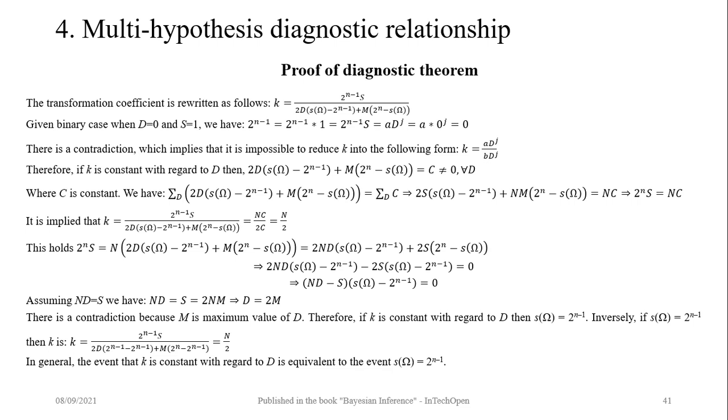The transformation coefficient is rewritten as follows. Given binary K when D is 0 and S is 1, we have 2 power n minus 1 equal to 0. There is a contradiction, which implies that it is impossible to reduce K into the following form: K equals A dj divided by B dj. Therefore, if K is constant with regard to D, where C is constant, we have nC. Does it imply that K equals half of n?